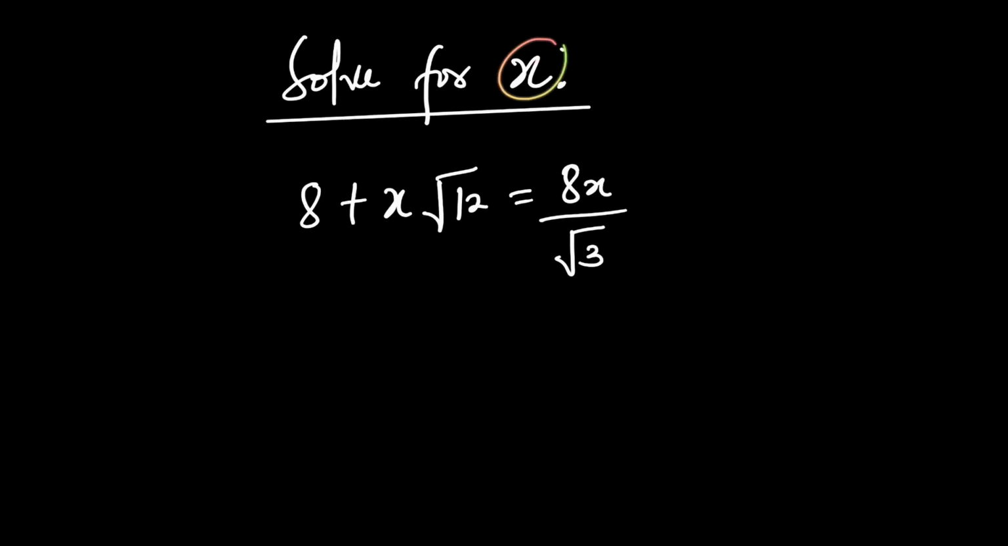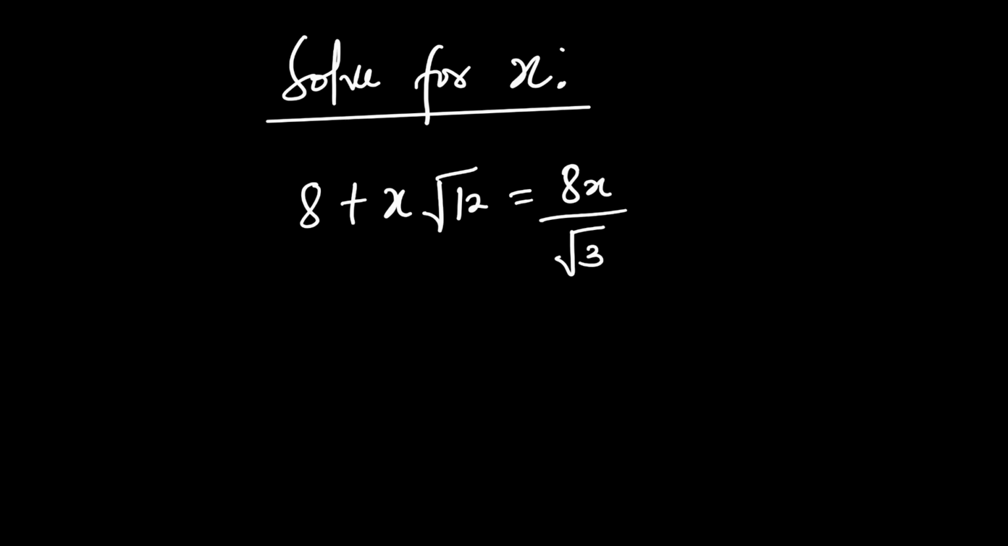Can we find the value of x in this equation? Okay, let's do it together. All right, so we have 8 plus x root 12 equal to 8x over root 3. So we have to take it step by step so that we don't make a mistake.